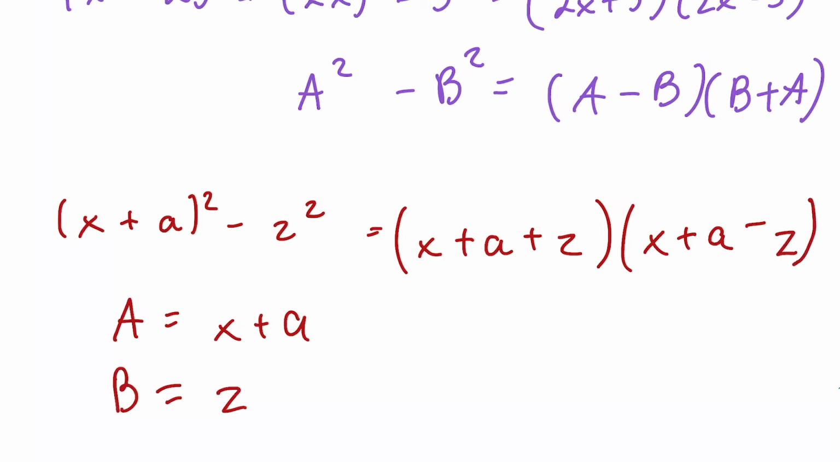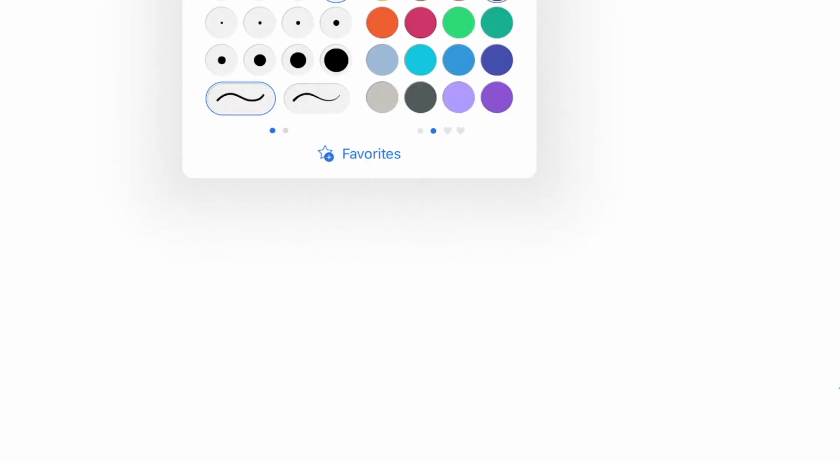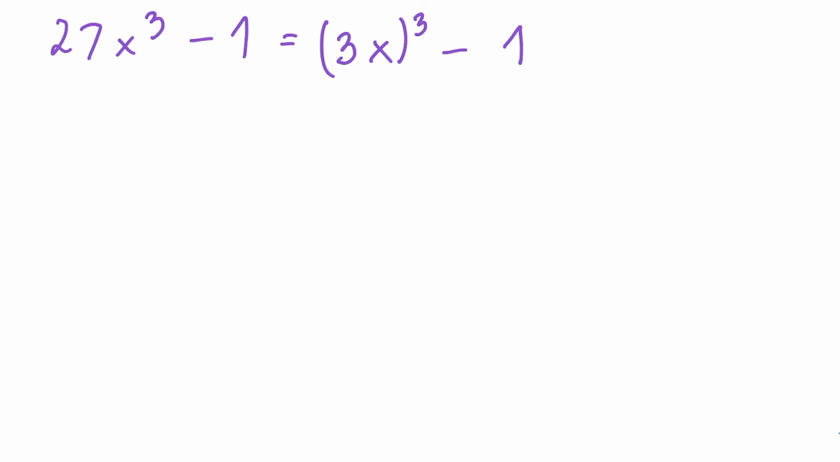Isn't it amazing how wonderfully this works? Now, let's think about differences of sums of cubes. So, what if we had 27x to the power of 3 minus 1? So, in this case, we would use 3x to the power of 3 minus 1 to the power of 3.